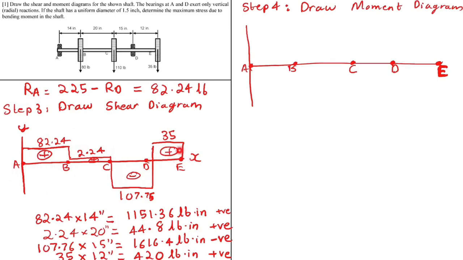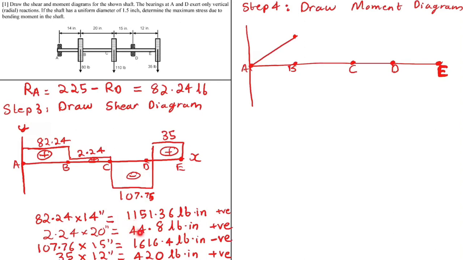So again, this is the shear diagram, and now let's get on to drawing the moment diagram. So let's now continue with the moment diagram. Now that we have all the values, at B the value is positive and it is 1151.36. So we just mark a point somewhere above like this, and we start from A and draw a line towards the point at B.